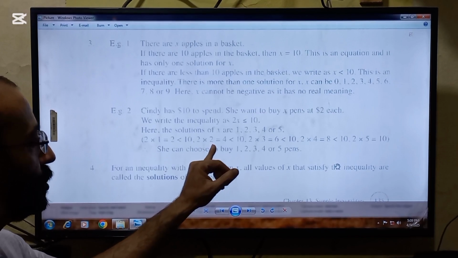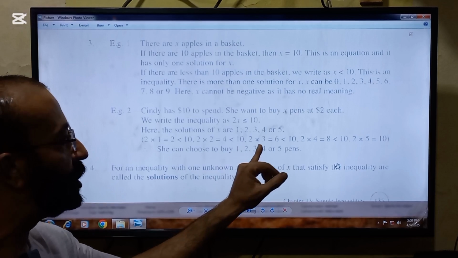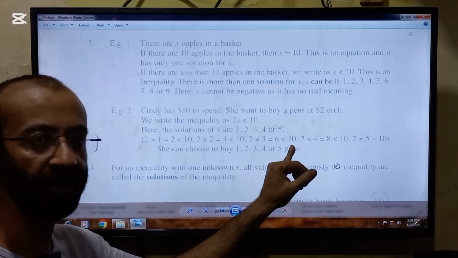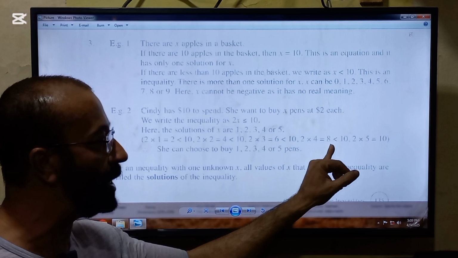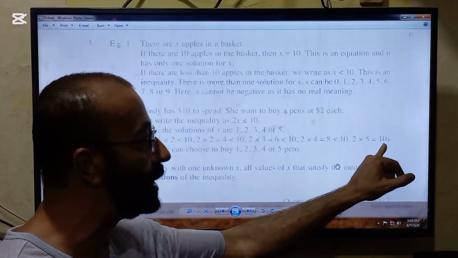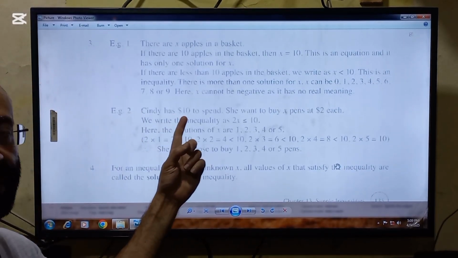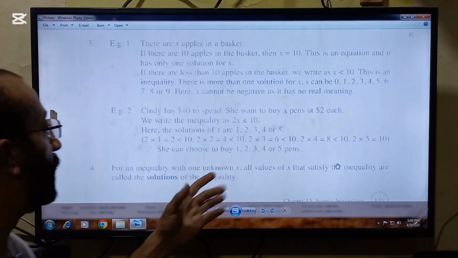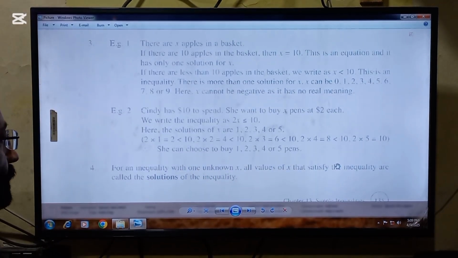And when she is buying 2 pens, then 2 2s are 4, she has to pay $4. When she buys 3 pens, 2 3s are 6, she has to pay $6, which is definitely lesser than 10. When she is buying 4 pens, 2 4s are $8. And when she's buying 5 pens, 2 5s are 10, she has to pay $10. So this is the maximum amount she is having, because she is having $10. We cannot go beyond this. She is not having more money, so she can choose to buy 1, 2, 3, 4, or 5 pens.